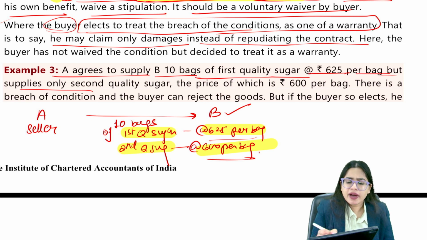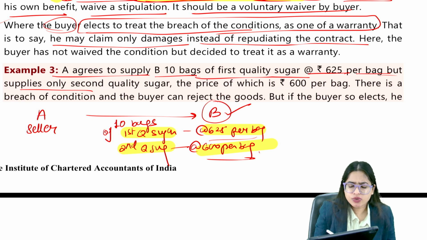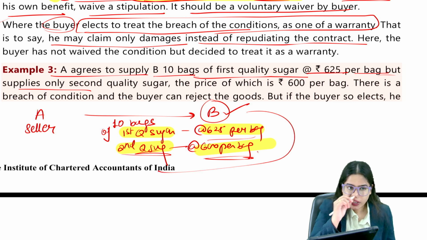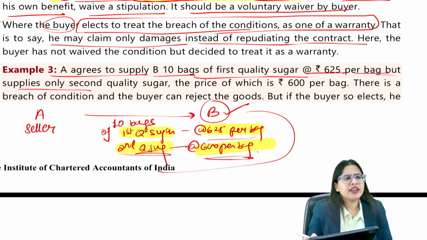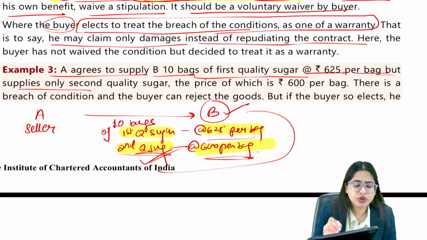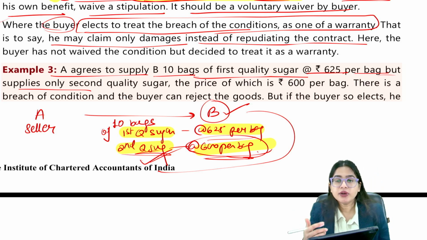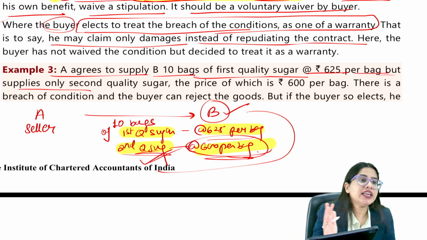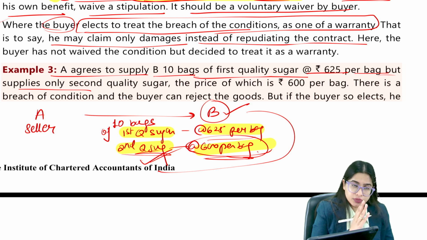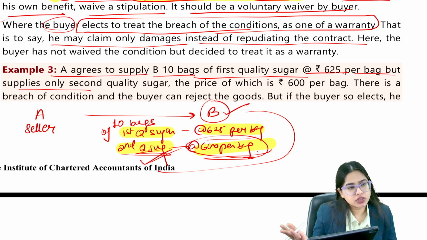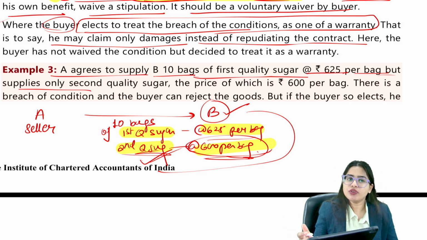Now let's say later the buyer thought, okay, second quality sugar also tastes fine, it is also good, and I will save my 25 rupees. So later on the buyer thought of treating a breach of condition as a breach of warranty, and he said, okay, I can keep the second quality sugar only and I will pay you 1600 rupees for the second quality sugar. So here the buyer, for his own benefit, voluntarily decides to treat breach of condition as a breach of warranty without cancelling the contract. This is also treating breach of condition as a breach of warranty.